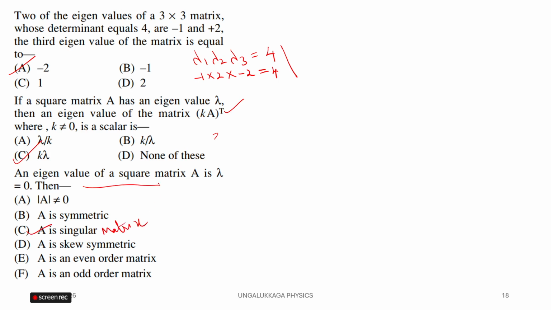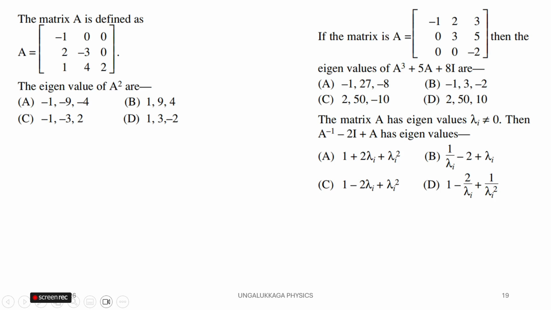So if an eigenvalue of a square matrix is lambda equal to 0, then the determinant, which is nothing but the product of eigenvalues, lambda 1 into lambda 2 into lambda 3, becomes zero. So this follows the property.